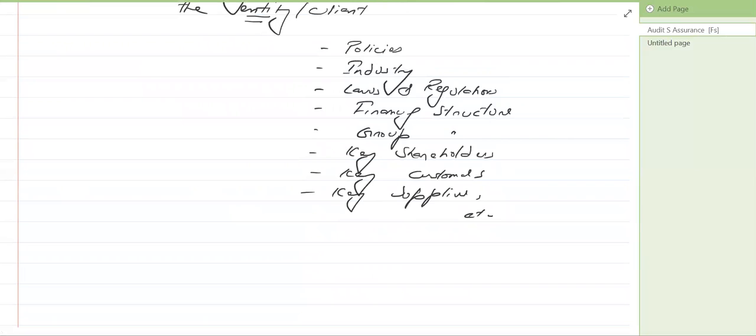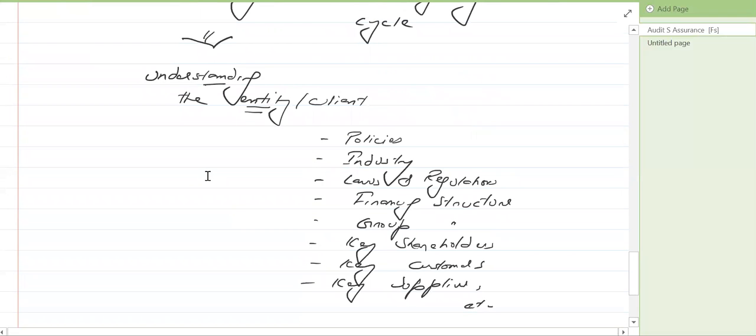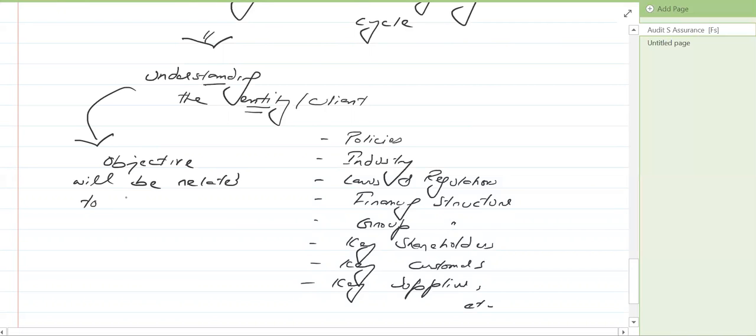And while taking the detailed understanding of the client, there will be an objective of that. And the objective will be related to the risk of material misstatement.